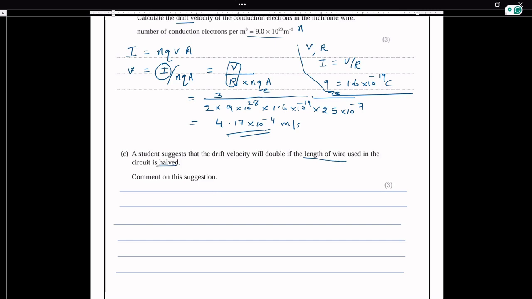When the length of the wire is halved, what we know is resistance and length are directly proportional. So when the length of the wire is halved, the resistance becomes half. So the current will be doubled. So when the current is doubled, definitely the drift velocity will increase. So the student's suggestion is wrong.